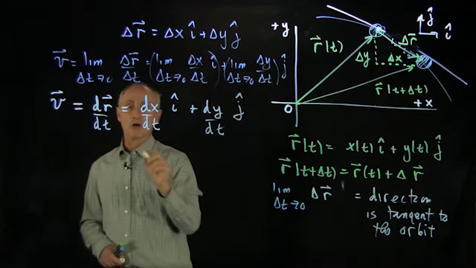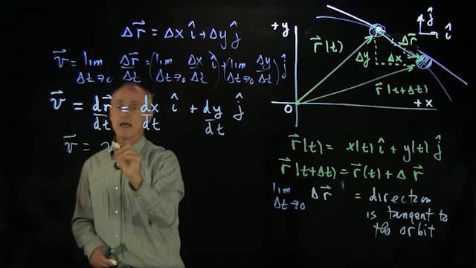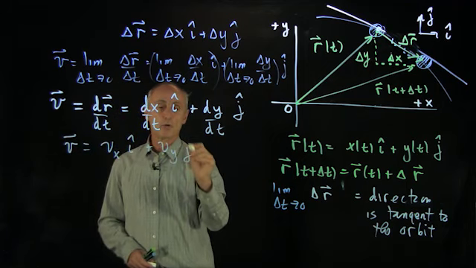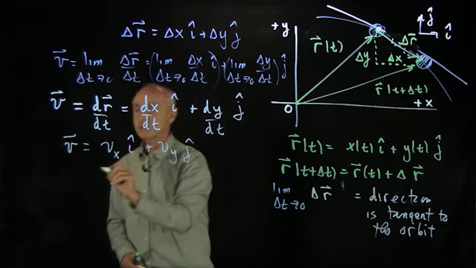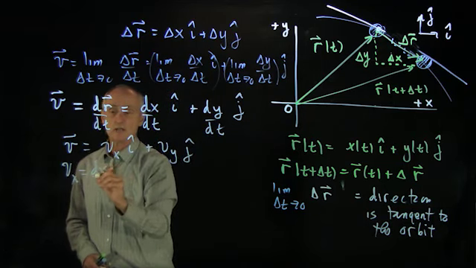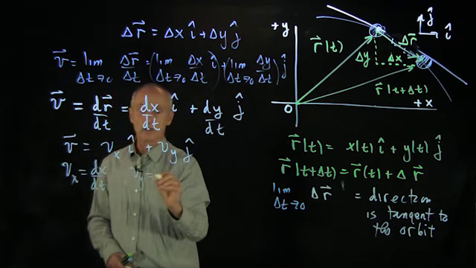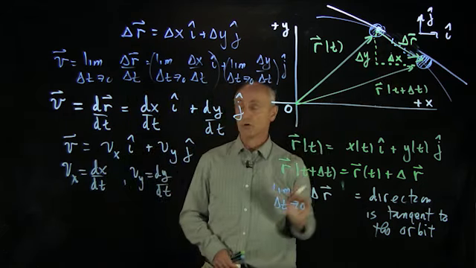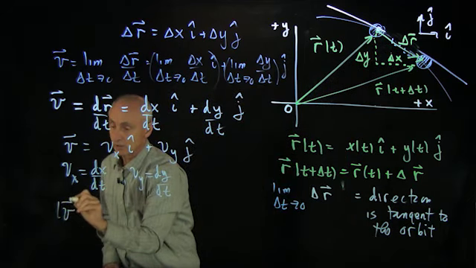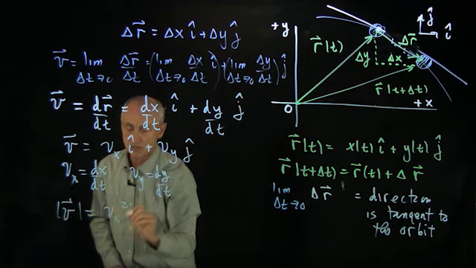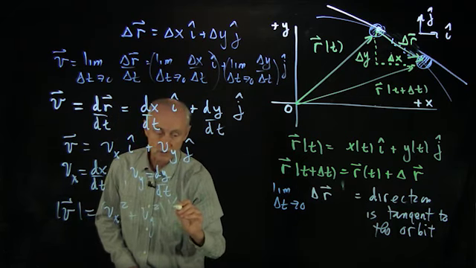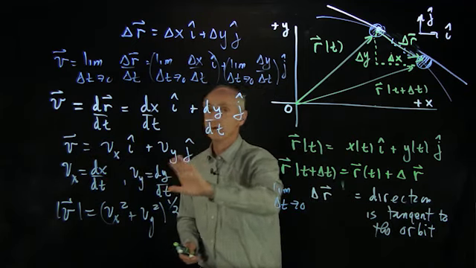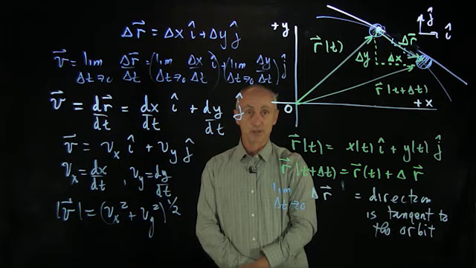Now, as far as notation goes, we write this velocity as an x component of the velocity plus a y component of the velocity, where the x component vx is dx/dt, and the y component vy is dy/dt. Now, recall that the direction was tangent to the curve, but the magnitude of the velocity, what we call the speed, is just the square root of the sum of the squares of the components. And so now we've described what we refer to as the instantaneous velocity.